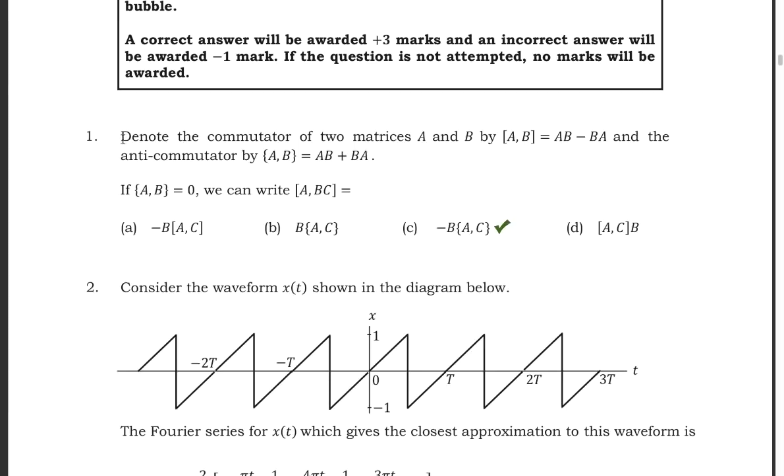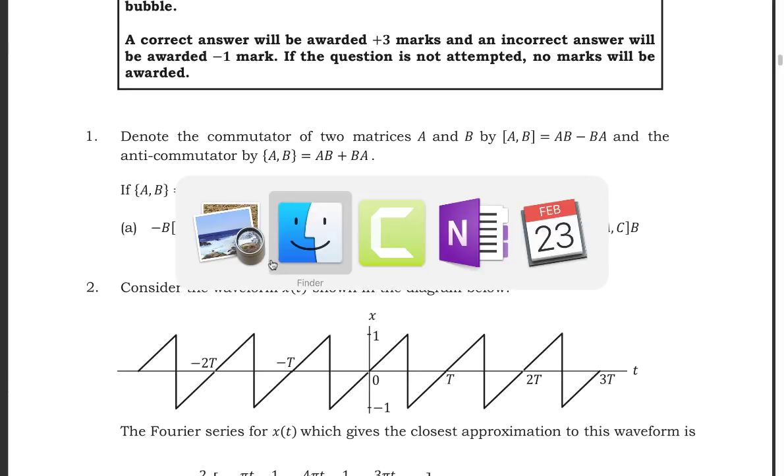We have been given the commutator of two matrices as [A,B] equal to AB minus BA, and the anti-commutator as AB plus BA. If the anti-commutator is 0, then what is the commutator of A with BC? That is the question. Obviously the answer has been given here, but let us solve this problem step by step and see how we get this result.